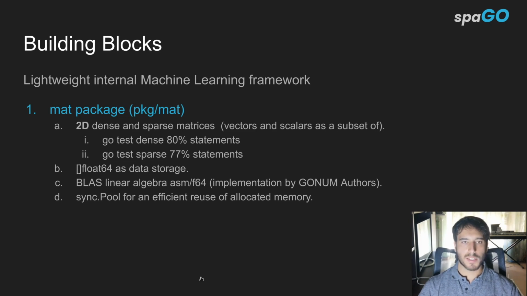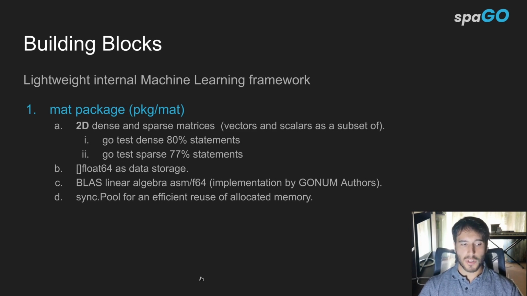The first one is the mathematical package. As I said, I implemented from scratch two-dimensional dense and sparse matrices, where vectors and scalars are a subset. They are almost fully tested, not really fully, but about 80%. All the basic linear algebra operations are tested: addition, multiplication, division, and production. I mean, it's all tested.